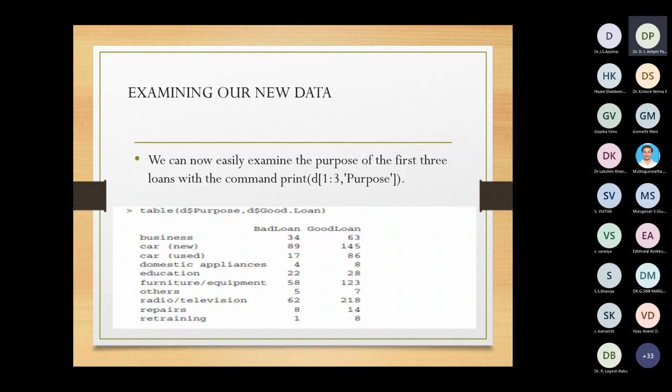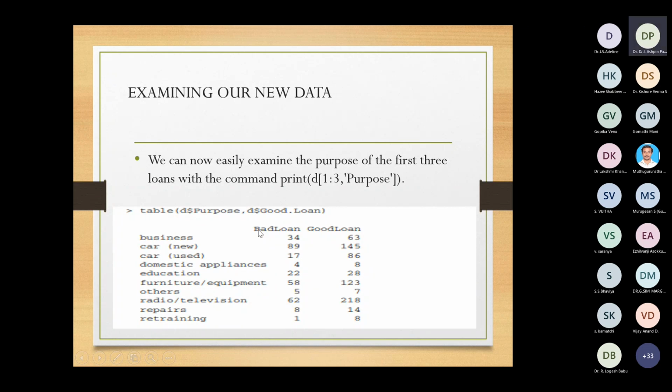Summary of, you can use. Otherwise, this table of the purpose and good or bad loan. So this is showing bad loans, good loans, and those whose purpose is business. Then car, they would have taken the loan to buy a new car or used cars.